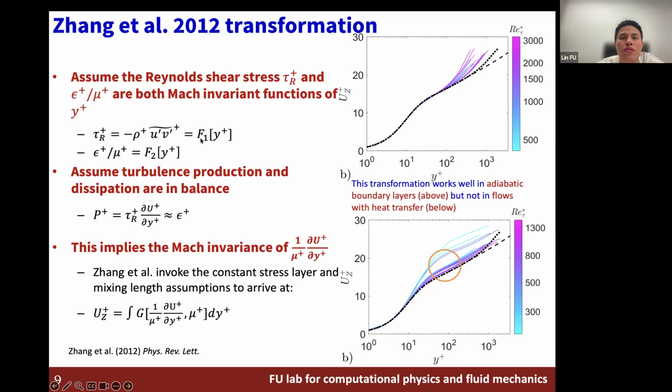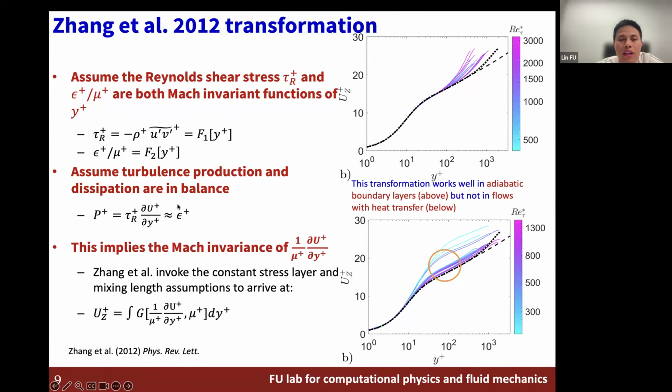Later on, we have the Jones transformation in the 2012 paper. They assume that the Reynolds shear stress tau R plus and the turbulent ratio, which is essentially turbulence dissipation divided by the non-dimensional viscosity, this combined term, are Mach invariant functions of y plus. So the length scale is still y plus. These are the two conditions, and they further assume that the turbulent production and dissipation are in near balance. Okay, they get production term equals dissipation term.